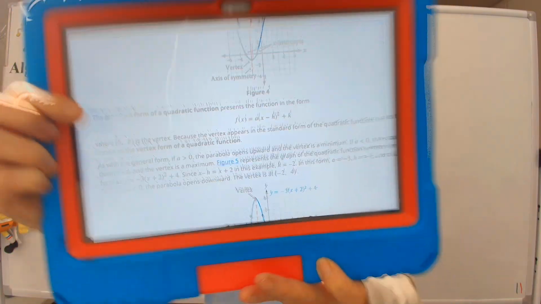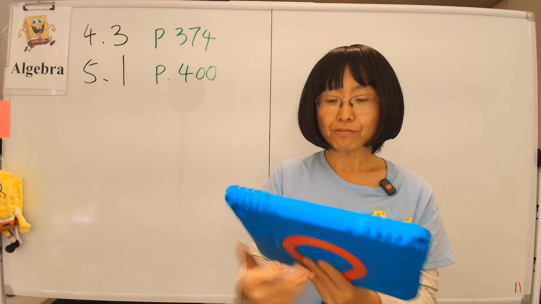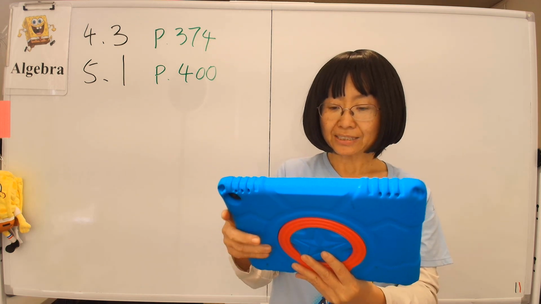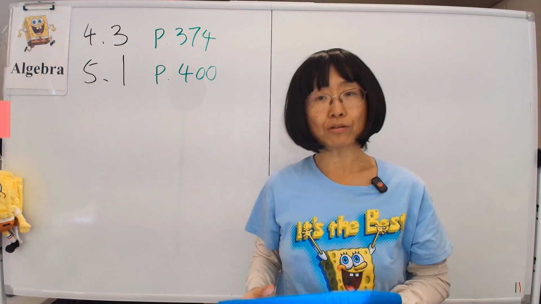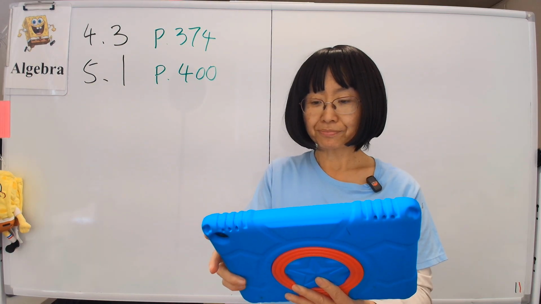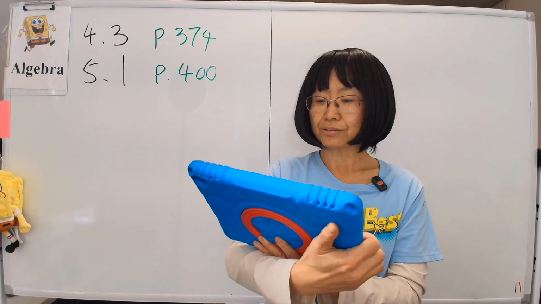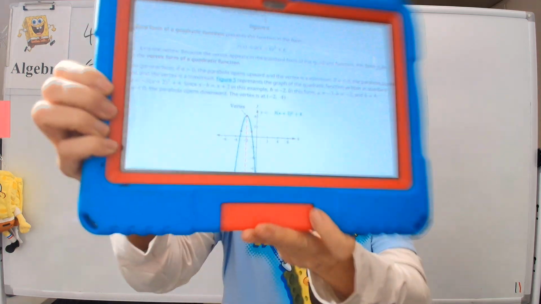The reason it's called standard form is that if you write the quadratic equation in this form, then h and k are actually the coordinates of the vertex. That's why we write it like this. So in this case, for example, h is minus 2 and k is equal to 4, as you can see.